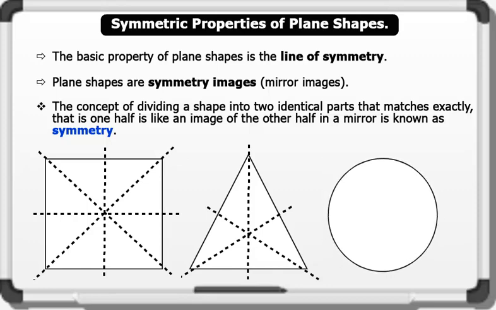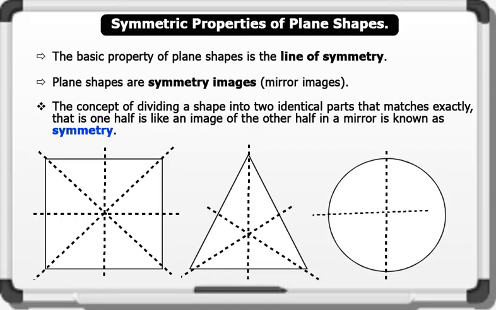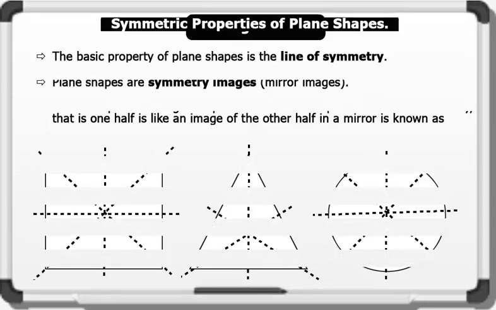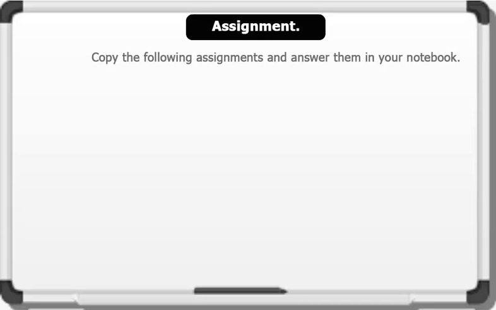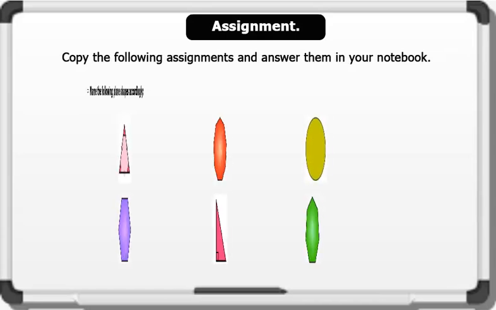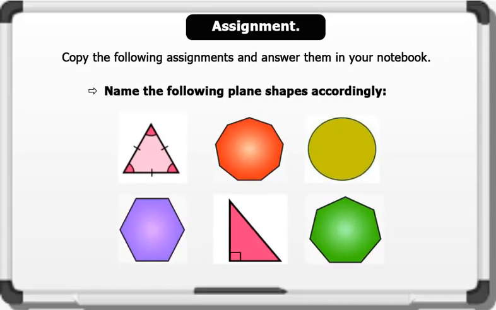3. The circle. When the symmetry line divides the circle vertically, we have a mirror image. The left part of the circle is the same and opposite of the right side. The symmetry line also moves horizontally and in cross sections, etc. That's brilliant. Assignment. Pause the video, copy the following assignments, and write the answers in your notebook.